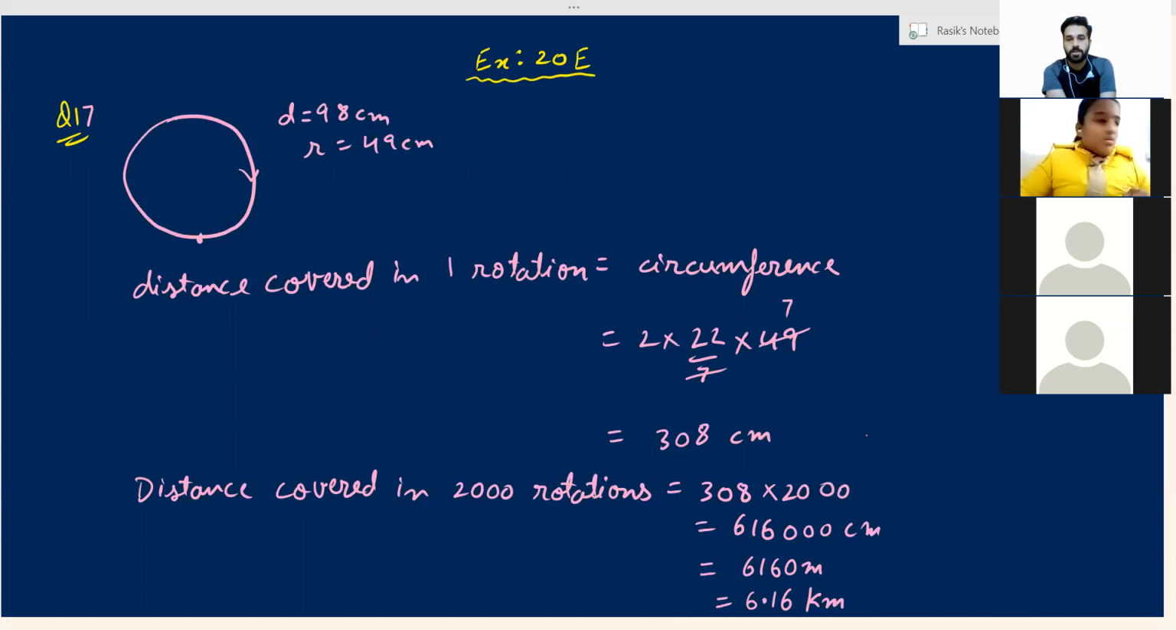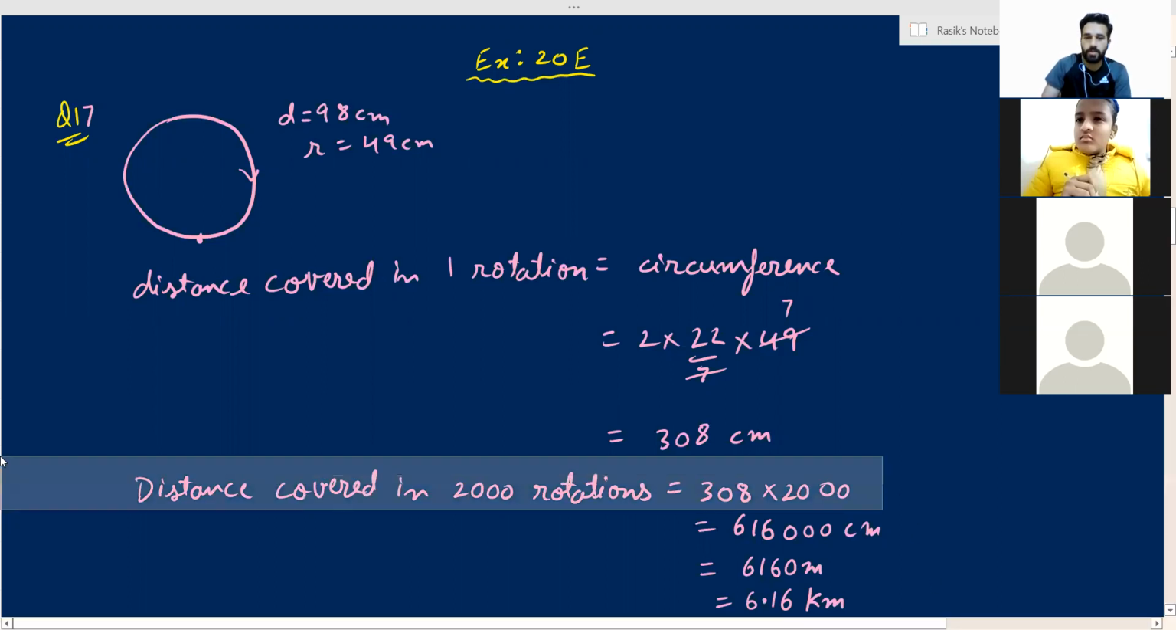Easy question. Two things are very important in this question. One thing is that the distance covered in one rotation of a wheel is equal to the circumference. I'm telling this again because we are going to use the same concept for the next questions also. And the second thing, if we multiply the distance covered in one rotation by the number of rotations, we get the total distance covered, like we have calculated here.